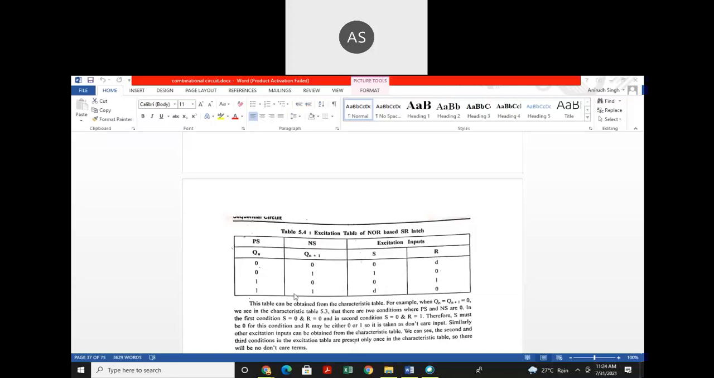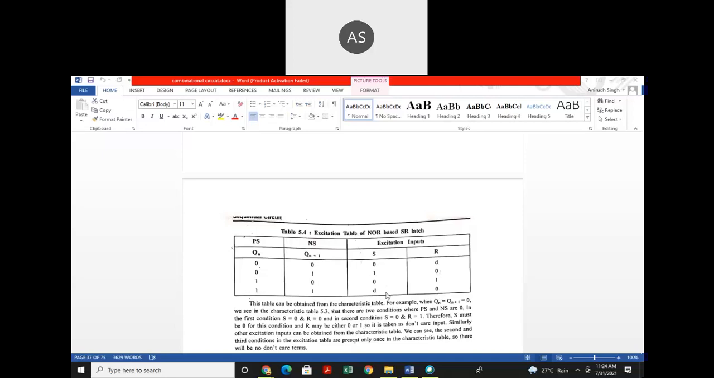In the first case there is no change. There are two cases. We can say that there is no change in state. It means that S and R both are 0, or if the next state is 1, in that case S is 1 or R is 0. So here we can say that S may be 0 or 1 and R is 0.